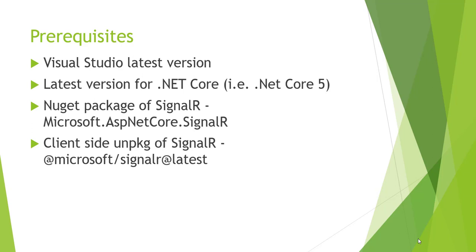Prerequisites. First of all, we need the latest version of Visual Studio, the latest version of .NET Core, and two packages, one for the server side and one for the client side. The server side is the Microsoft.AspNetCore.SignalR NuGet package, and the client side will be @microsoft/signalr@latest. That will give the latest version of the client side package.